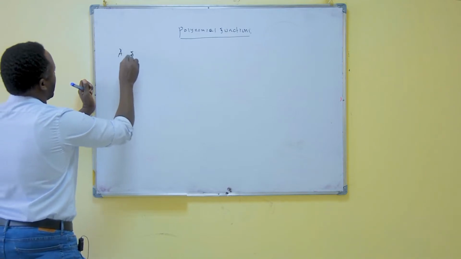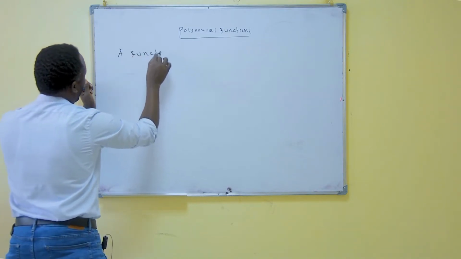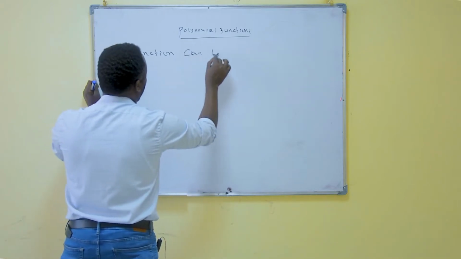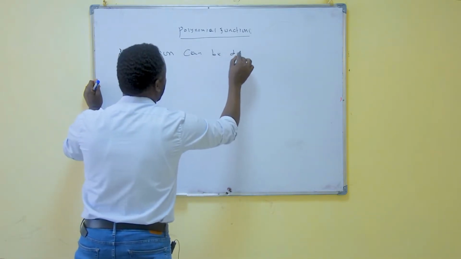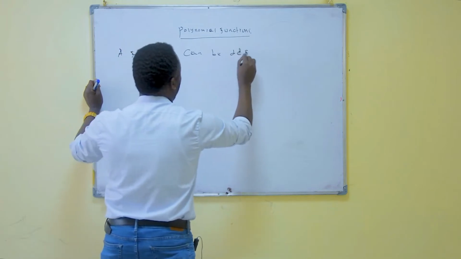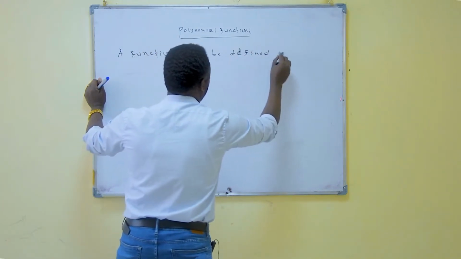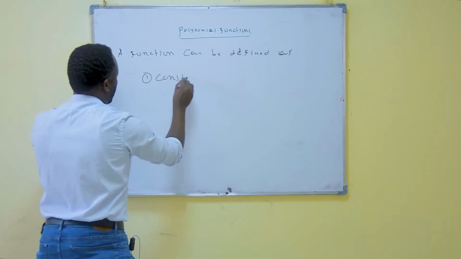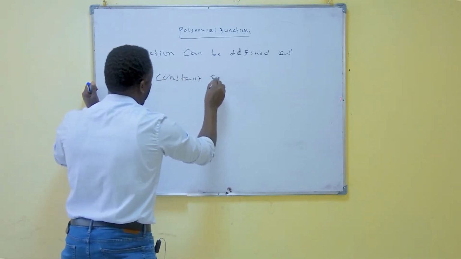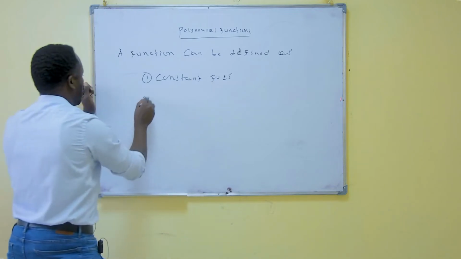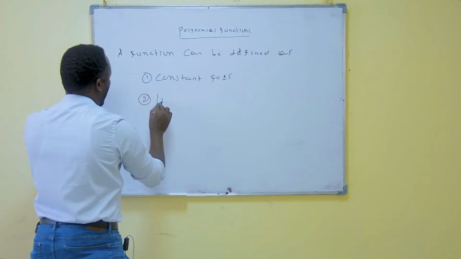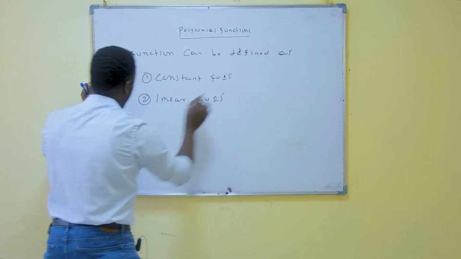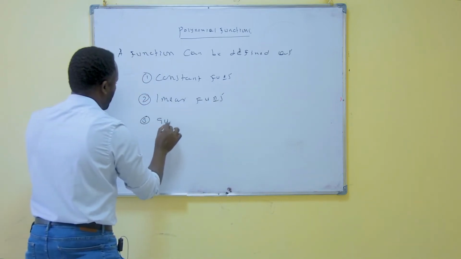A function in general can be defined as: one, constant functions; two, linear functions; and three, quadratic.